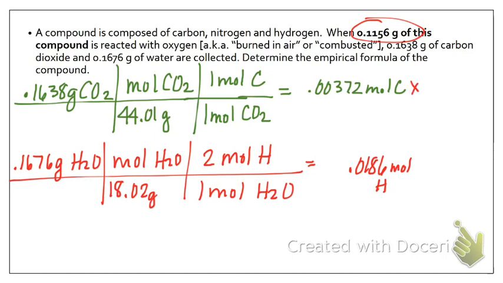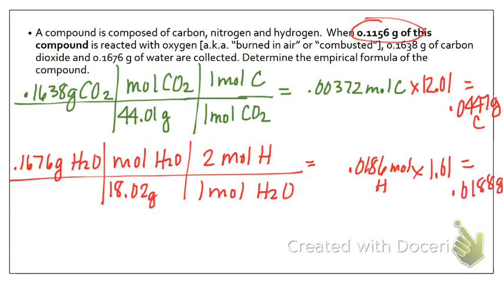So times 12.01, and then that's going to be 0.0447 grams of carbon. I'm going to multiply for hydrogen. What am I going to use? 1.02. What did you say, Thomas Kidd? Thomas Kidd is correct because this is not diatomic when it's in a compound, right? Good job, Thomas. And that becomes 0.0188 grams of hydrogen.